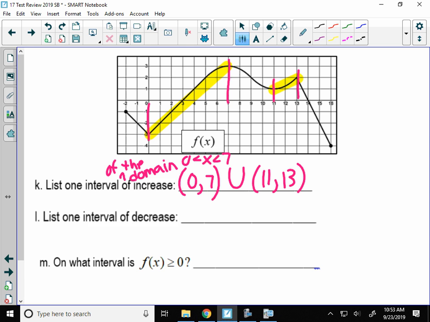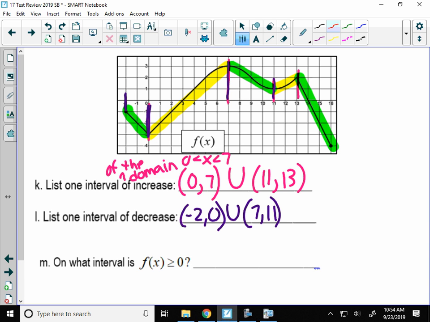For the interval of decrease, I'm going to list them all again. I have 1, 2, 3 parts of my graph that are going down. So I look at what part of the domain you are decreasing on. That's from negative 2 to this x value of 0. That's one interval that I'm decreasing on. I'm also decreasing from 7 to 11.